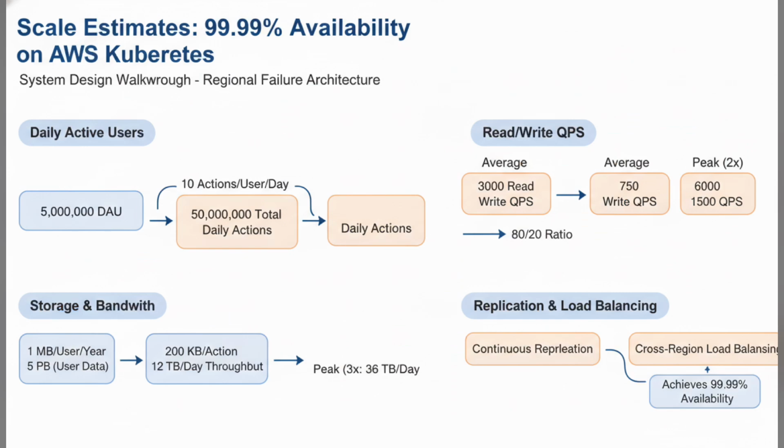Concerning bandwidth, if we consider that each user action averages about 200 kilobytes, that results in a throughput of around 12 terabytes daily. Again, during peak usage, we should consider a surge factor of 3, leading close to 36 terabytes for our busiest periods. Finally, continuous replication and load balancing across multiple regions will help ensure that we maintain the required availability, which is balanced against operational costs. This architecture gives us a robust plan for handling failures while meeting user demands.